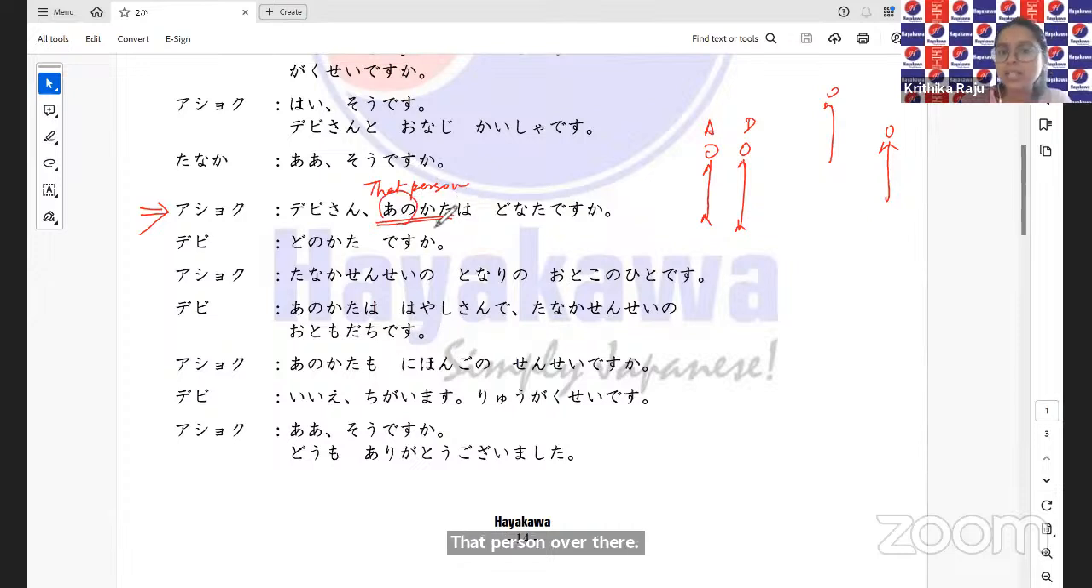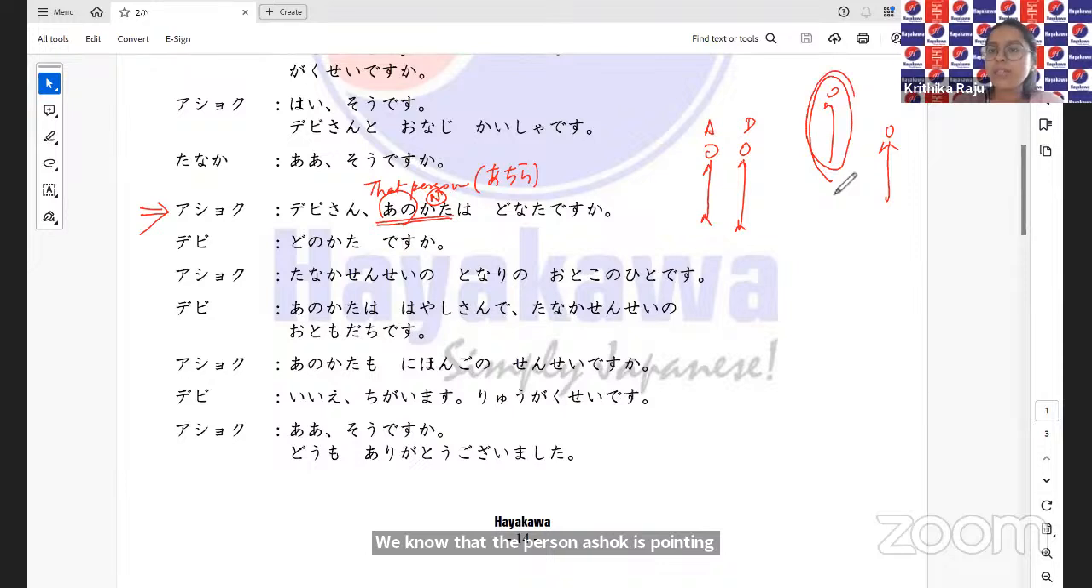Ano is the second set, followed immediately by the noun person. Anokata. You can also replace anokata with achira. Achira can also mean that person over there. Since it's the R word, we know that the person Ashok is pointing out is somebody who's away from the speaker and the listener. Anokata wa donata desu ka? Ashok is asking.